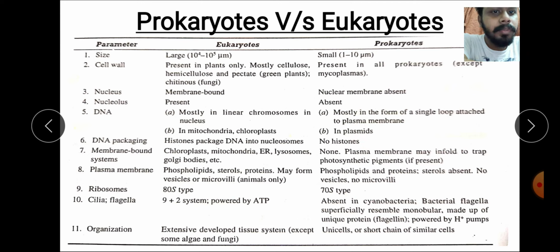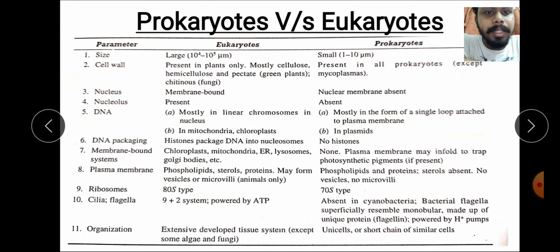Okay, and the next point is DNA packaging. The DNA is packaged by histone protein. All the DNA molecules or chromosomes are tightly packaged by the histone protein, but no histone is present to tightly pack the DNA in prokaryotes. They have supercoiling in the prokaryotic organisms.